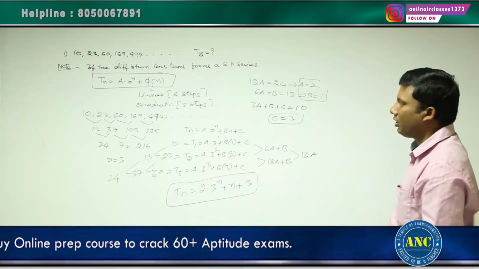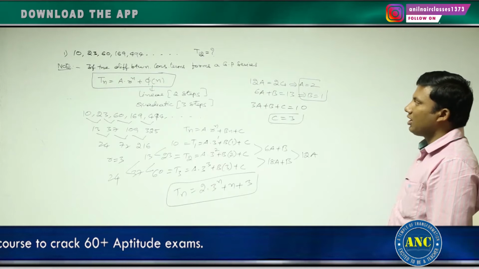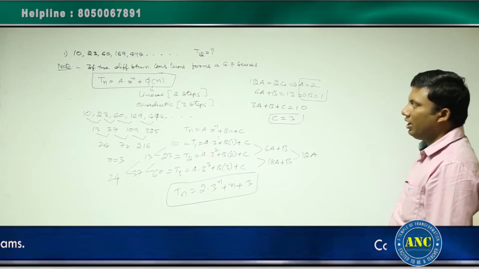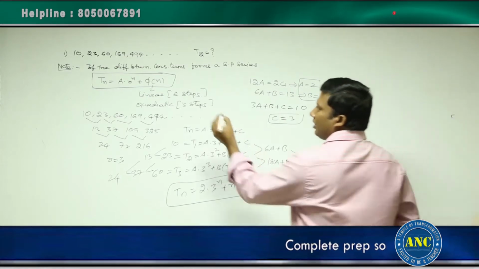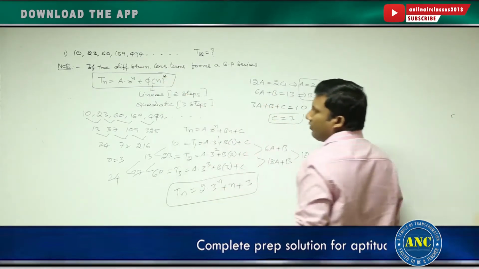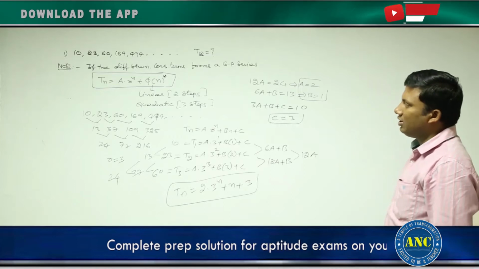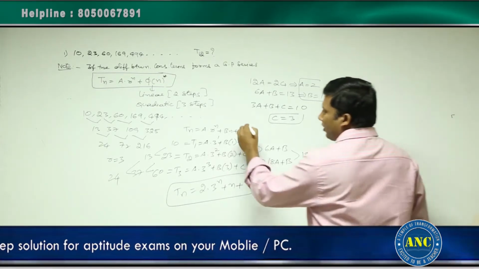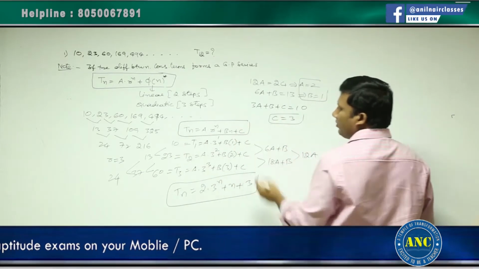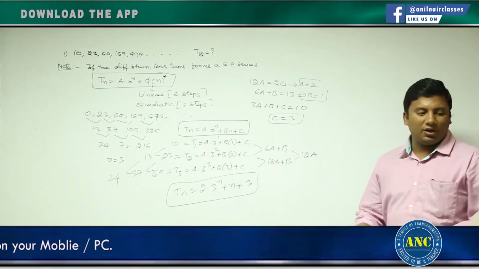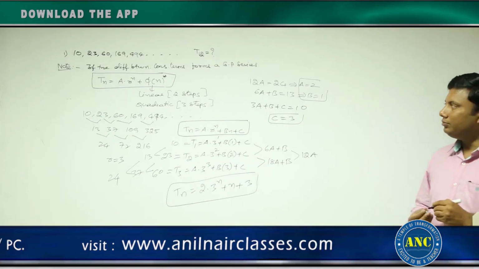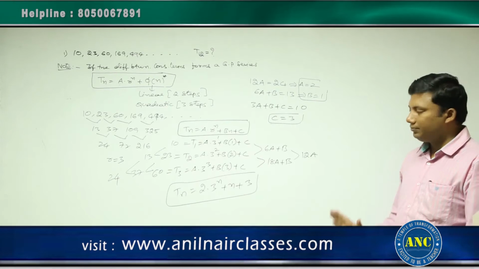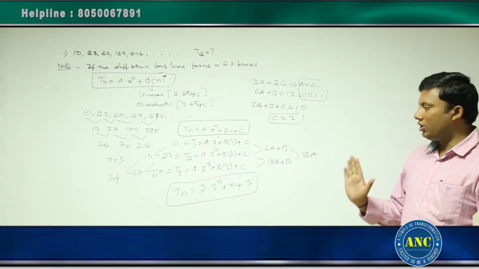It's a very important question. If the difference between the consecutive terms forms a GP series, then Tn is equivalent to a into r power n plus phi of n. Phi of n is a function. It will be a linear function if the difference is in 2 steps. Quadratic function if it is in 3 steps. So for this question, the nth term will be of the form a into r power n plus bn plus c, with a equal to 2 and r equal to 3, giving 2 into 3 power n.